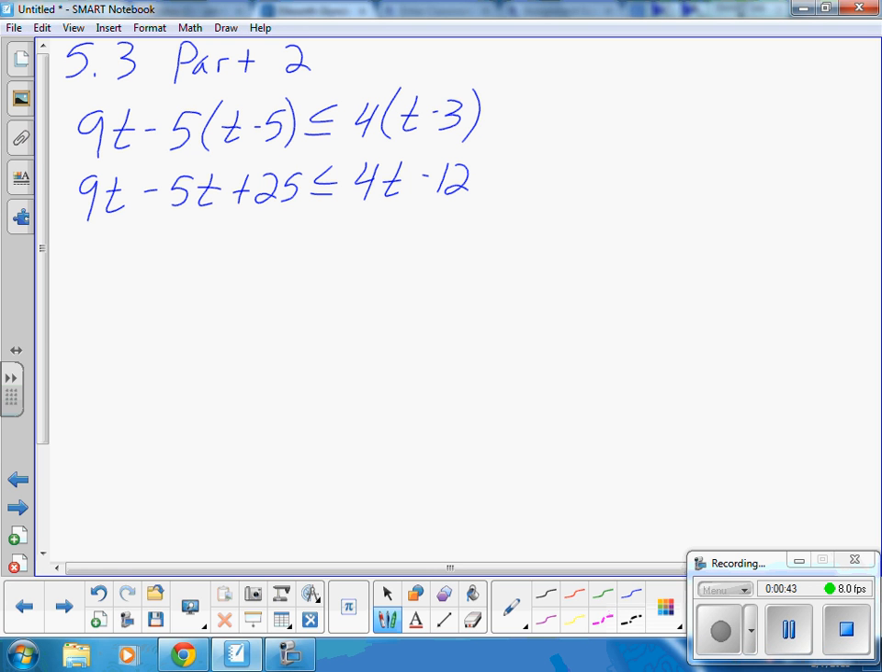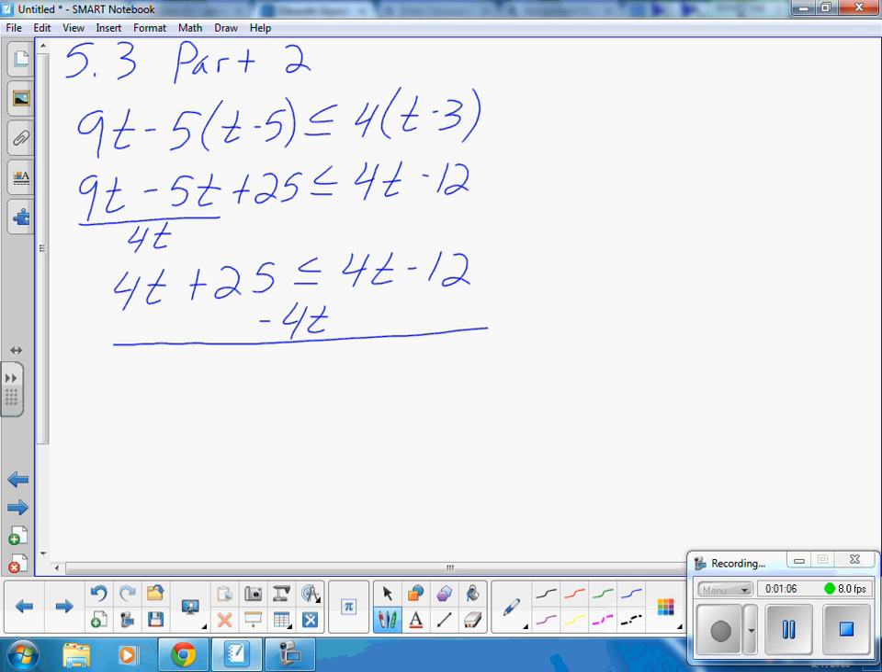Combining our t's here, that is 4t, and I subtract 4t from both sides. Well, let's write that out. 4t plus 25 is less than or equal to 4t minus 12. We subtract 4t from both sides. When I do that, I get 25 is less than or equal to a negative 12. And whenever is a positive 25 less than or equal to a negative 12, that is a false statement.